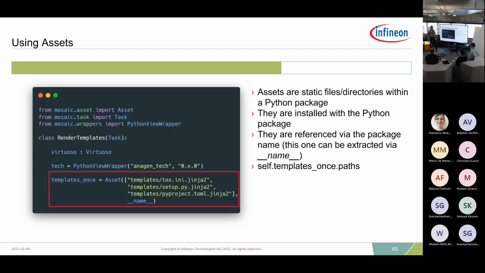And of course, because they are inside of a Python package, you have to know the package name. This is currently the way you do it. You just pass in the package name and then the relative path to this resource. You can then access the files inside of it just by self.templates.path, for example, and there you get the full path to these resources. And you can do whatever you would like with them.